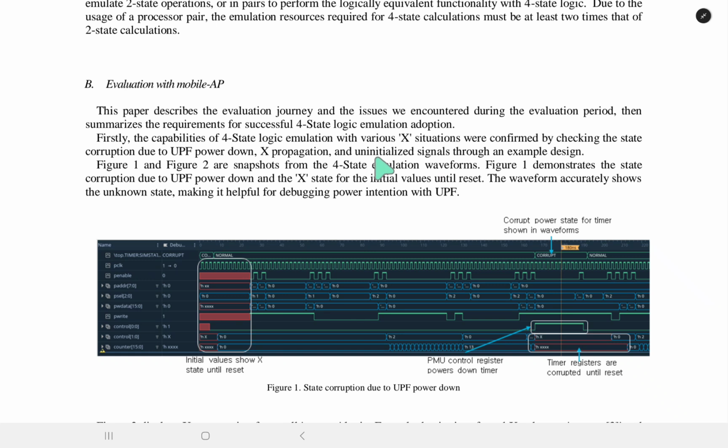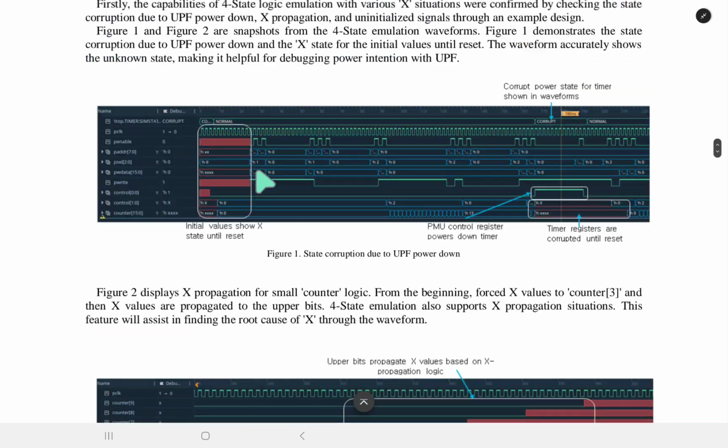Figure 1 demonstrates the state corruption due to the UPF power domain and the X state for initial values until reset. The waveform accurately shows the unknown state, making it helpful for debugging power intention with the UPF. Figure 1 is state corruption due to UPF power down.